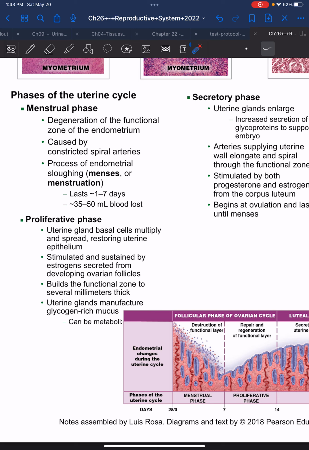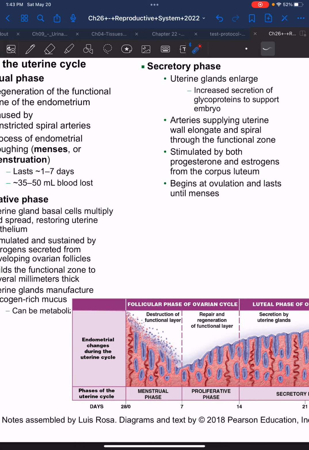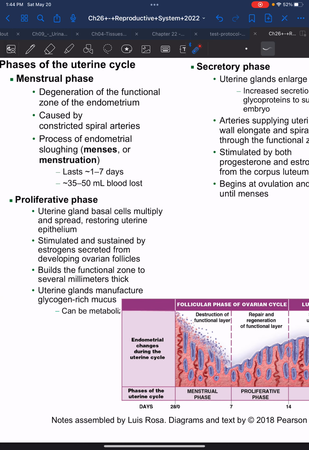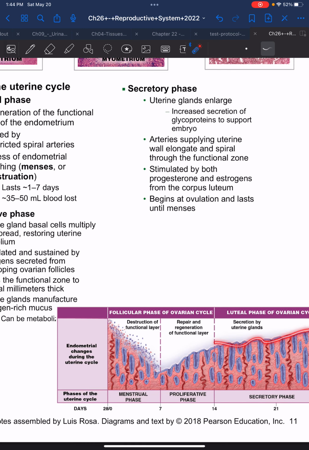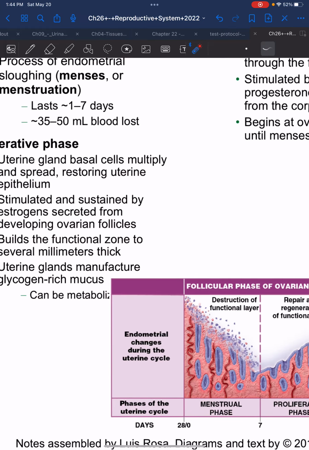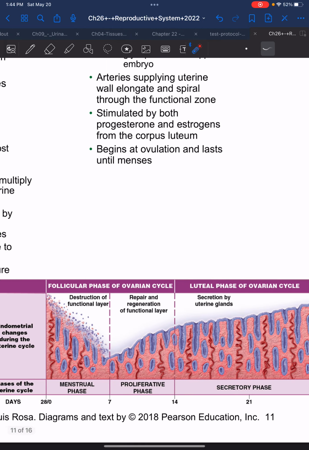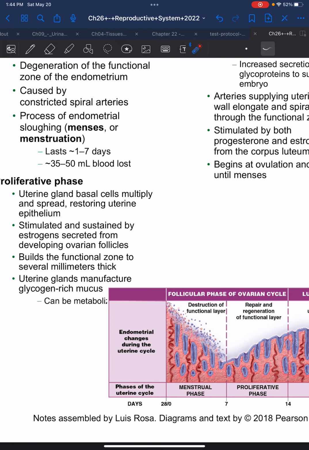And then we have our proliferative phase. During this phase, again, the uterine glands are multiplying and restoring all the epithelia in that layer. And that is their job, to really restore that layer back into a functional endometrium, right, for catching fertilized eggs. And this is under the regulation of hormones, which we're going to have to get into in a second. And we'll just leave it at that.